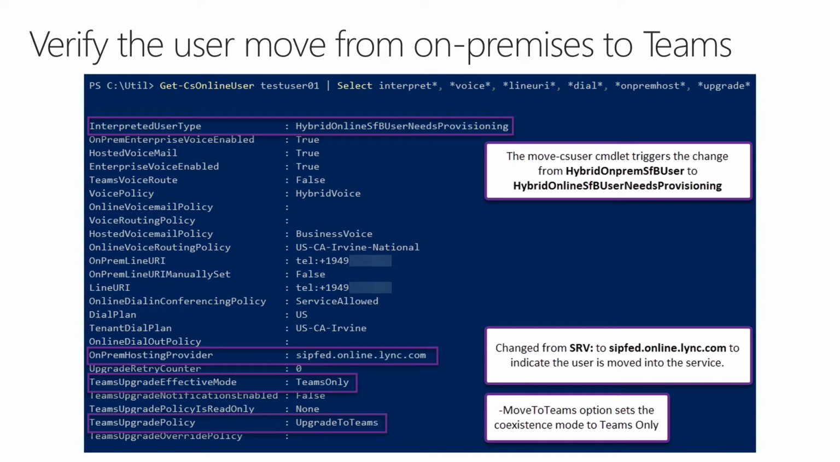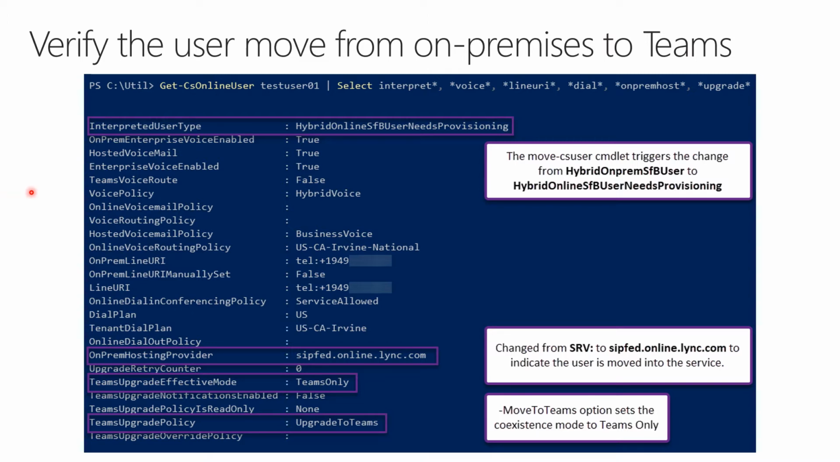Now, as we run the Move-CsUser commandlet, which, if you didn't gather from those screenshots, is run in the Skype for Business Server Management Shell, the on-premises management shell, we can now verify where we are in that move by using commandlets against the service. Again, it's the Get-CsOnlineUser commandlet. Take a look here, my screenshot on the left. You can see I have an interpreted user type of, in this case, HybridOnlineSFBUserNeedsProvisioning.